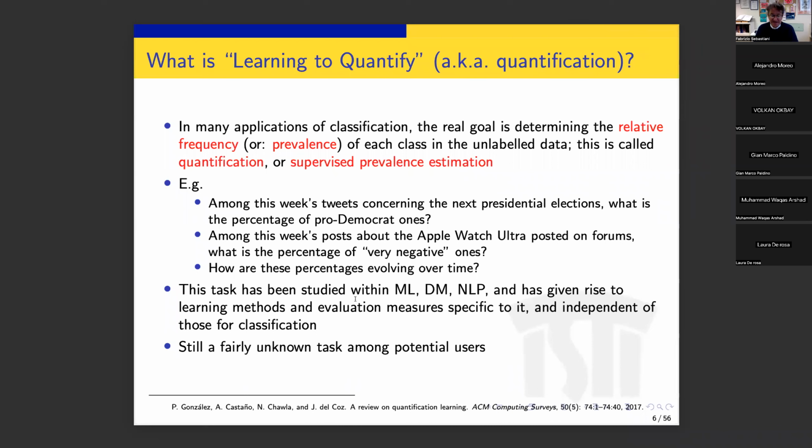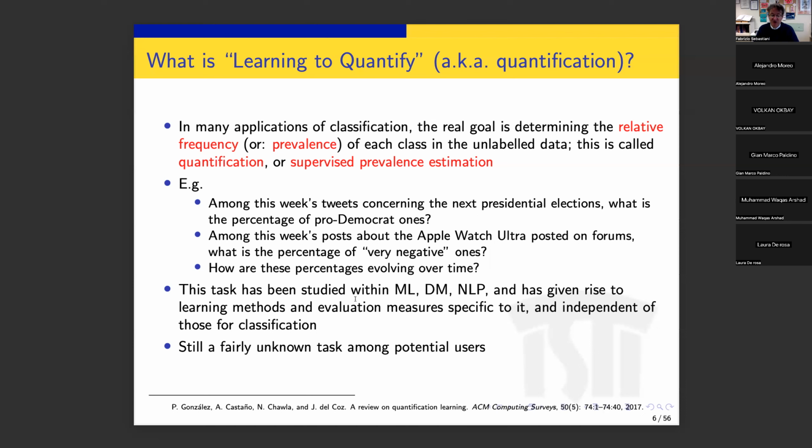So quantification is essentially a task that has been studied within different fields: machine learning, data mining, NLP, also IR to some extent. And what is important is that it has given rise to learning methods and evaluation measures which are specific to it. So we have learning methods which are for quantification, not for classification, and evaluation measures which are specific to quantification, independent of those for classification, which is the task closest to it. So it makes sense that, because we have specific learning methods and specific evaluation measures, we consider quantification as a task in its own right.